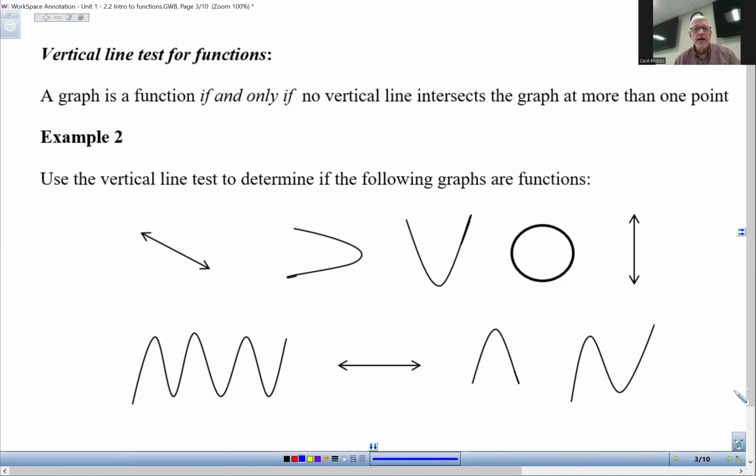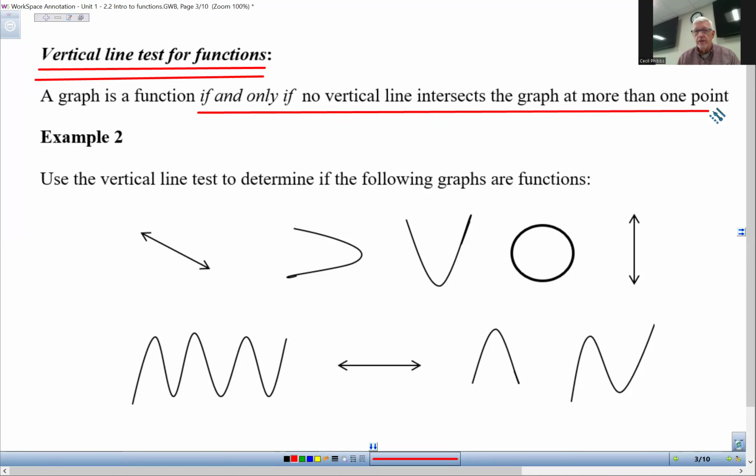One of the other tests you have is when you are given a graph and you're trying to determine if the graph is a function, and this is called the vertical line test. We are going to draw a vertical line across the sketch of these functions, and if it intersects at more than one point, then it is not a function. So a graph is a function if and only if no vertical line intersects at more than one point.